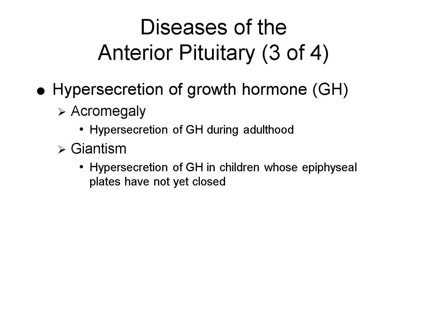In children, it results in gigantism due to the continued growth of long bones before the epiphyseal plates close. In adults, it causes acromegaly, which presents as enlarged hands, feet, jaw, and facial features. This condition also contributes to insulin resistance and cardiovascular complications.